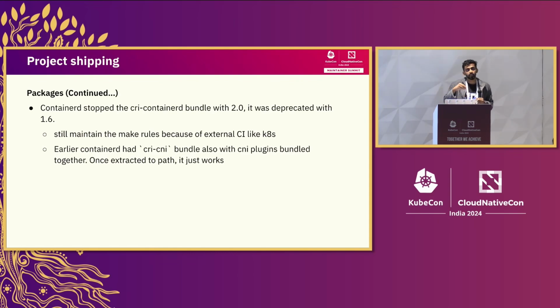Similar to this, containerd had a CRI CNI bundle, which along with the contents of the CRI bundle also included the CNI plugins. This means that if you just extract this bundle onto your local machine and give the path, containerd will be completely up and running, along with the network working and everything. But this was also stopped because the maintenance support needed to maintain it was too much. So now we always tell customers to get the version of runc which is compatible and do it.